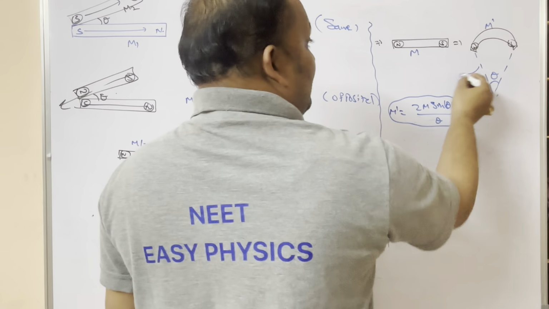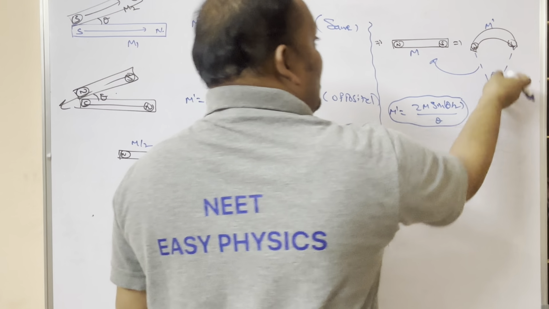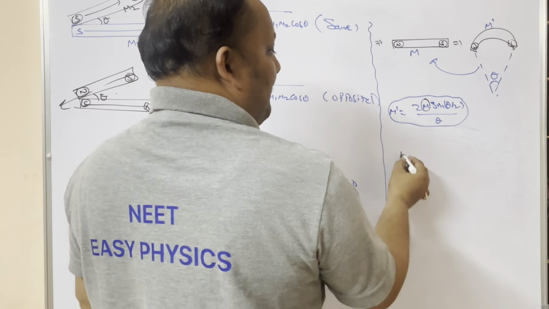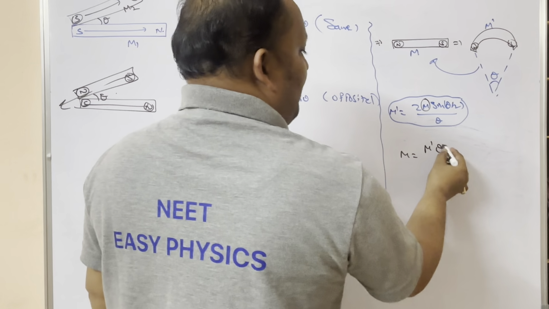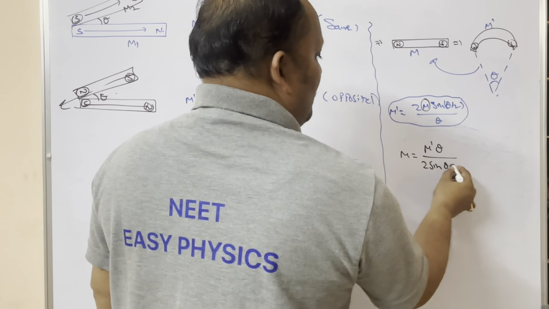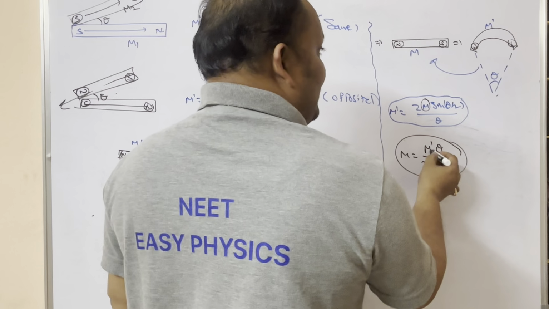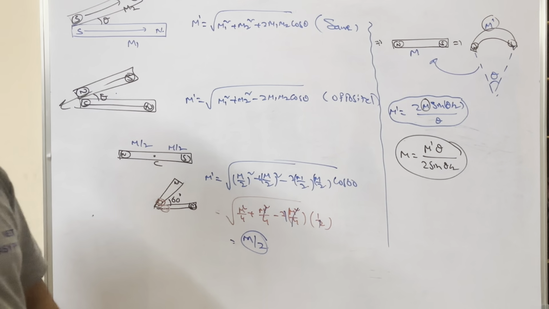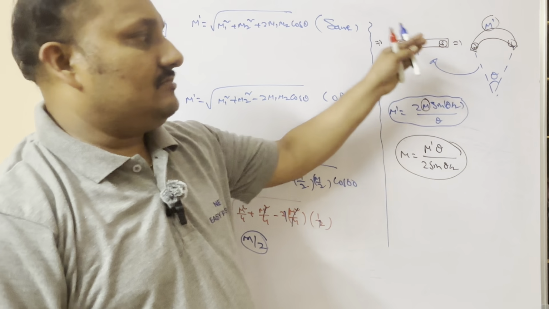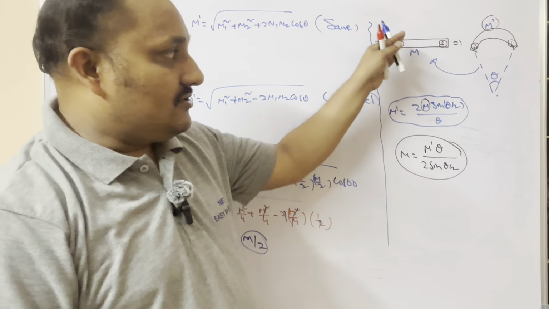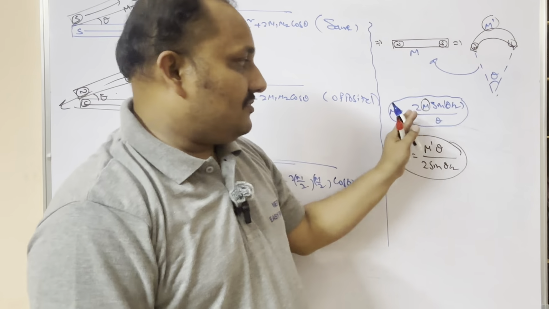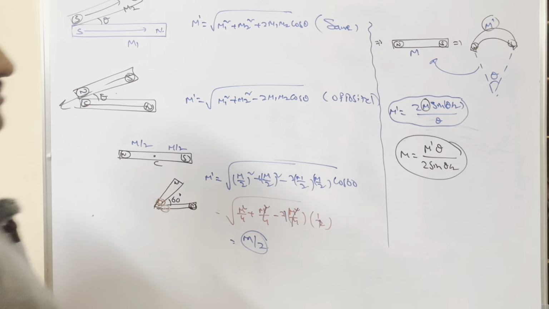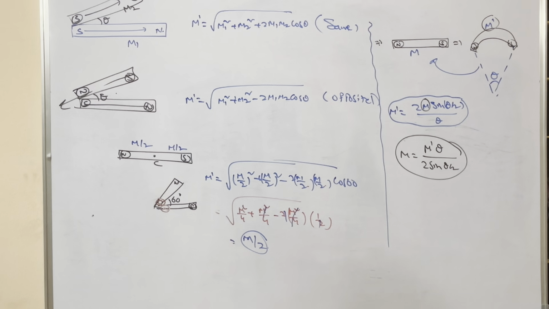If, in reverse, they bend the arc shape into a short bar magnet, at that time you require m, and m is equal to m dash theta by 2 sin theta by 2. Now what is m dash? M dash is the magnetic moment of the arc shape. Arc shape to short bar magnet, or short bar magnet to arc shape, the formula is going to be reversed. We will see how they may ask questions on this in some problems.